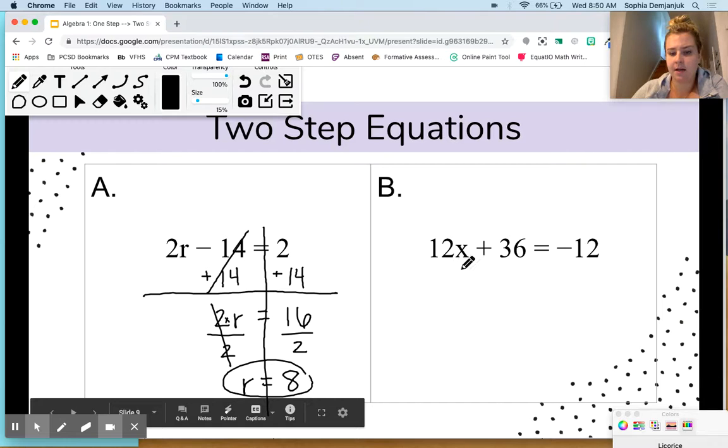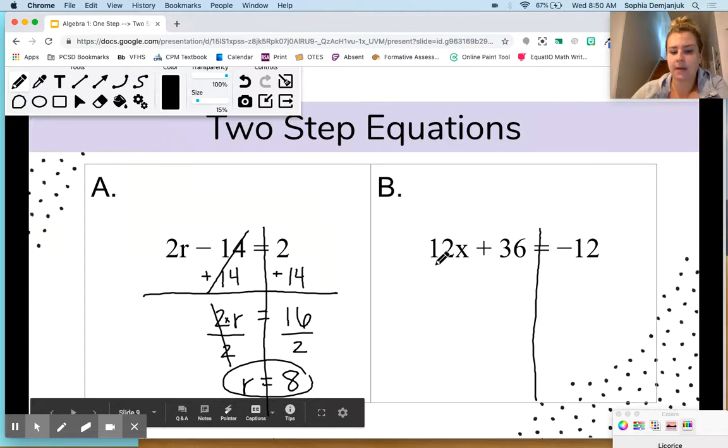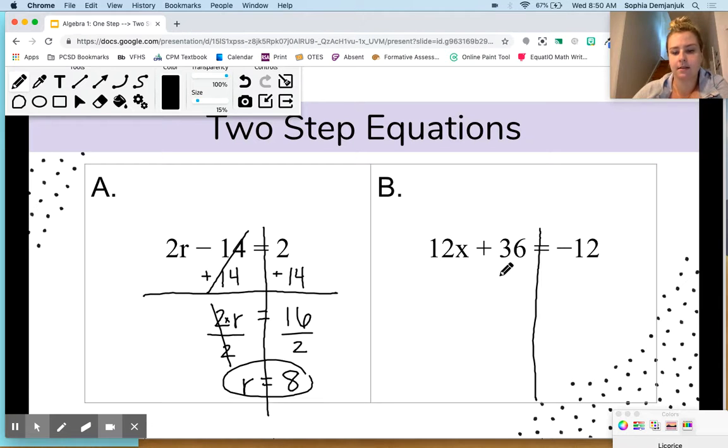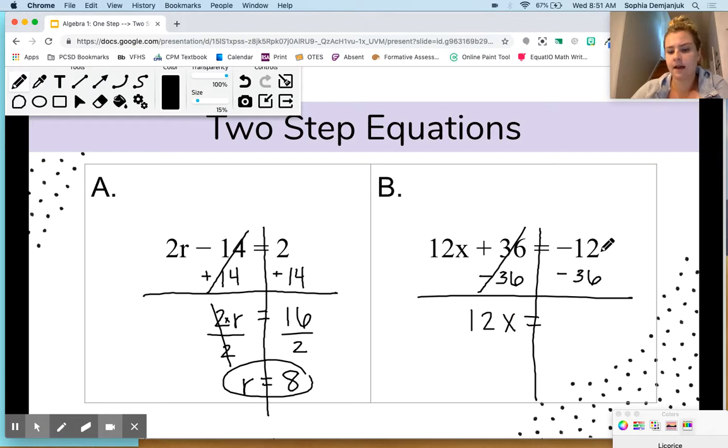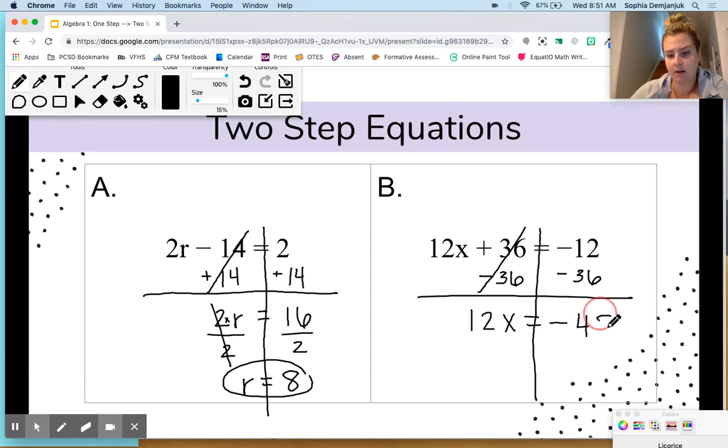Next up, we have b, 12x plus 36 equals negative 12. Again, we want to get the variable all by itself. So I want to get this x piece all by itself on the left. So I need to move 36 to the other side. 36 is positive, so I'll do the opposite. I will subtract it. 36 minus 36 cancels out. I'm left with 12x equals negative 12 minus 36 leaves me with negative 48.